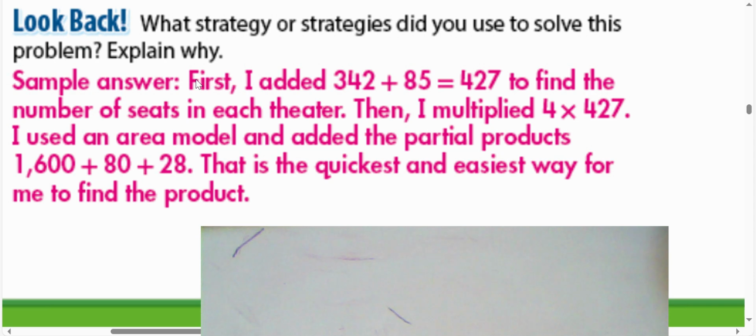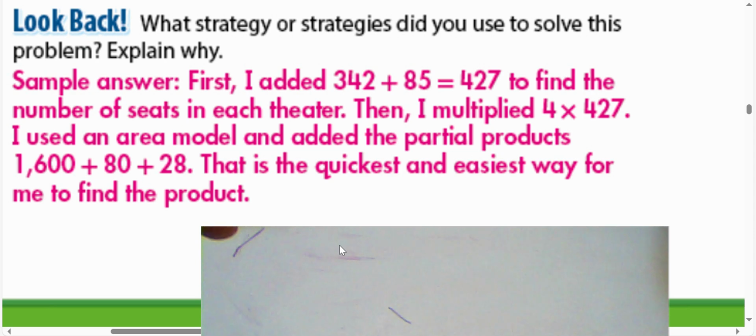The simple answer of this question: first, you can add 342 and 85. The result will be 427. Find the number of seats in each theater. And I multiply it by 4. Then I used an area model and added the partial products 1600 plus 80 plus 28. Then this is the quickest and easiest way for me to find the product.